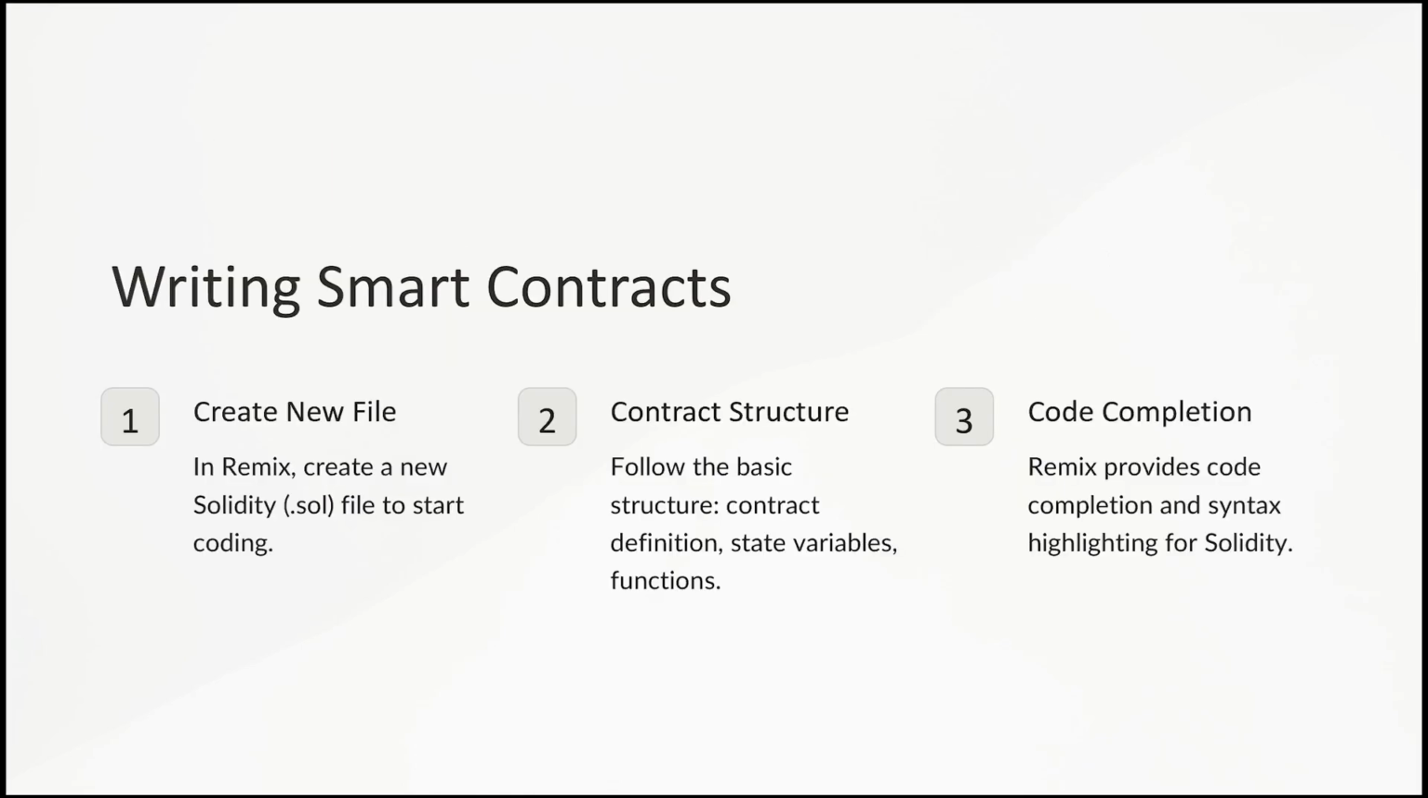To write a smart contract in Remix, create a new Solidity file with an extension of .sol. Follow the basic contract structure of contract definition, state variables, and functions. Remix also provides code completion and syntax highlighting for Solidity.